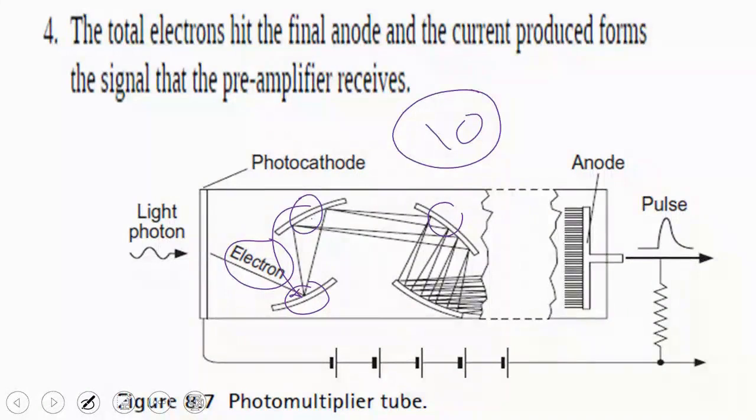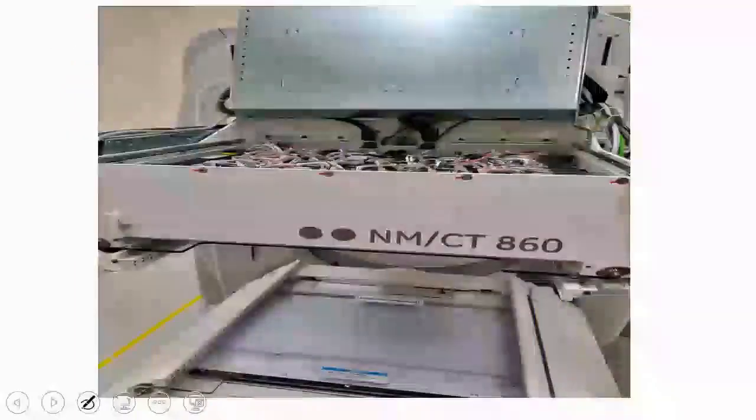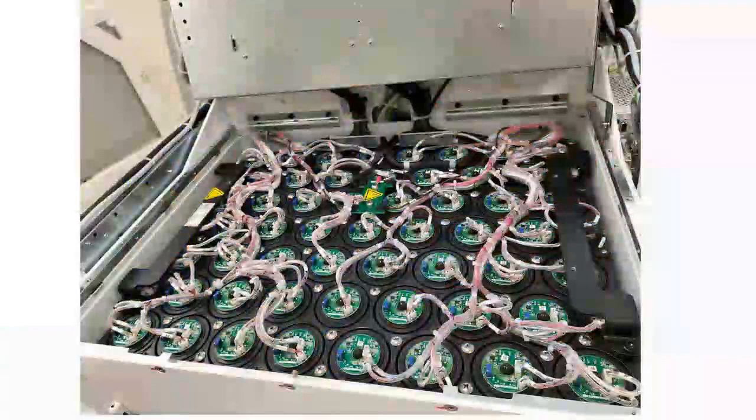The anode is the last stage in the photomultiplier tube. After that, you start converting this signal into a volt signal, into a pulse signal. All of this is from the photon that just entered from the collimator. Now let's see this. Here is the shape of it, everyone.